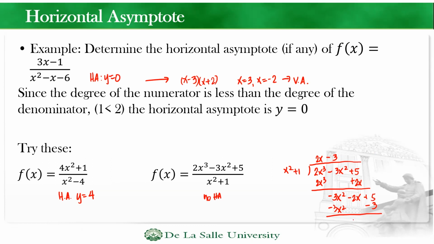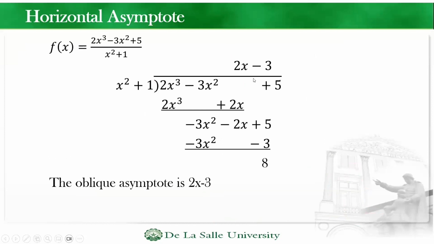Plus 5. So this becomes negative 2x plus 8, right? We don't care about the denominator. So I can say here that the slant asymptote is y equals 2x minus 3. There's no horizontal here. Can you follow? All right, let's move to the next.